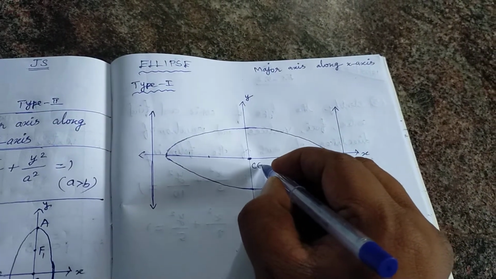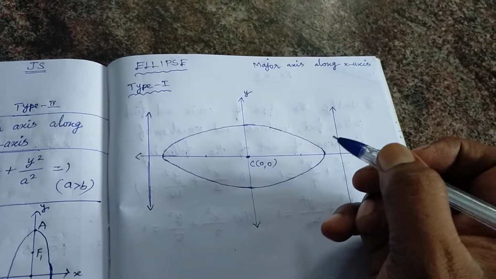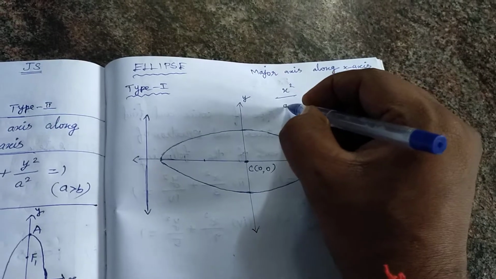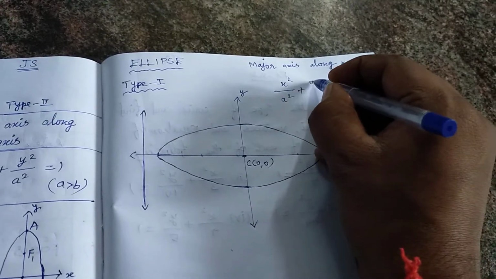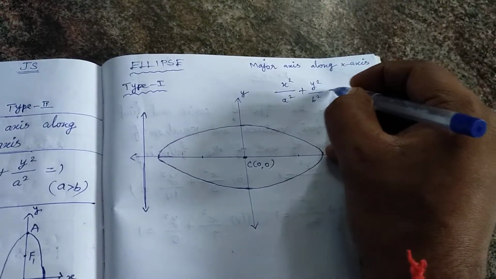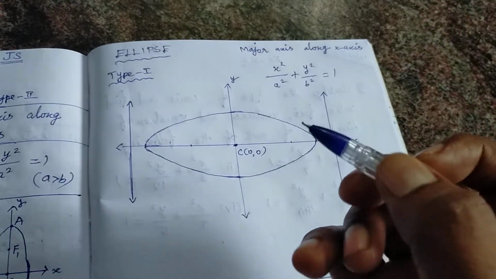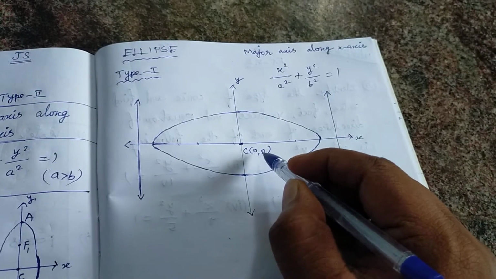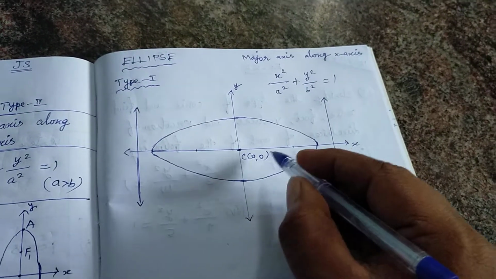The center of the ellipse is 0, 0. I use the equation x square by a square plus y square by b square equal to 1. Center is origin. Let us take the center as origin.